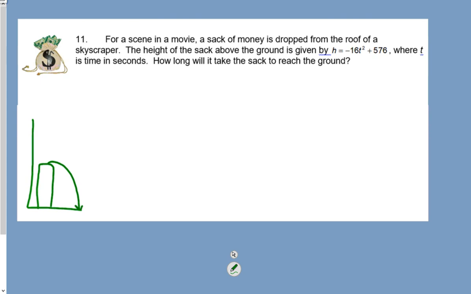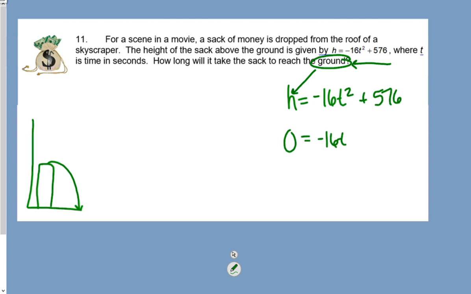The height of the sack above the ground is given by h equals negative 16t squared plus 576, where t is time in seconds. How long will it take the sack to reach the ground, okay? Well, here's my equation. Right now it's got two variables, so I can't solve it right now. But I've got the ground as my desired point. Well, that's a height. That is a height of 0 because it's the ground.